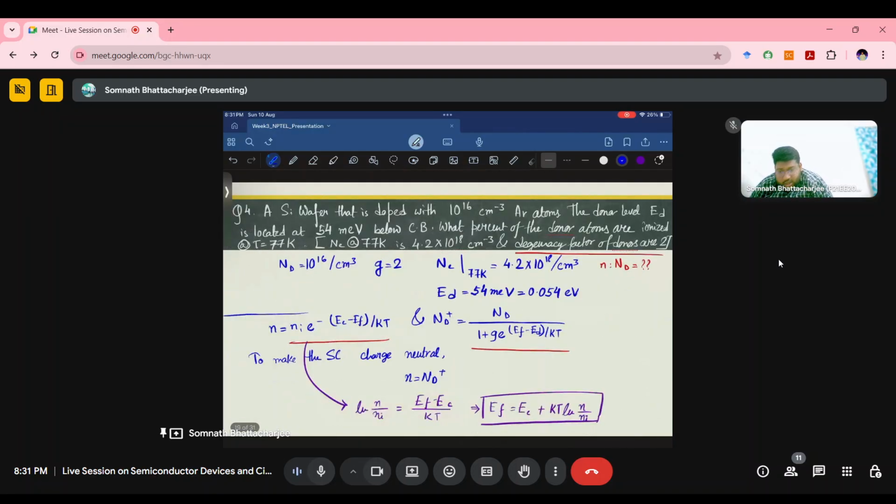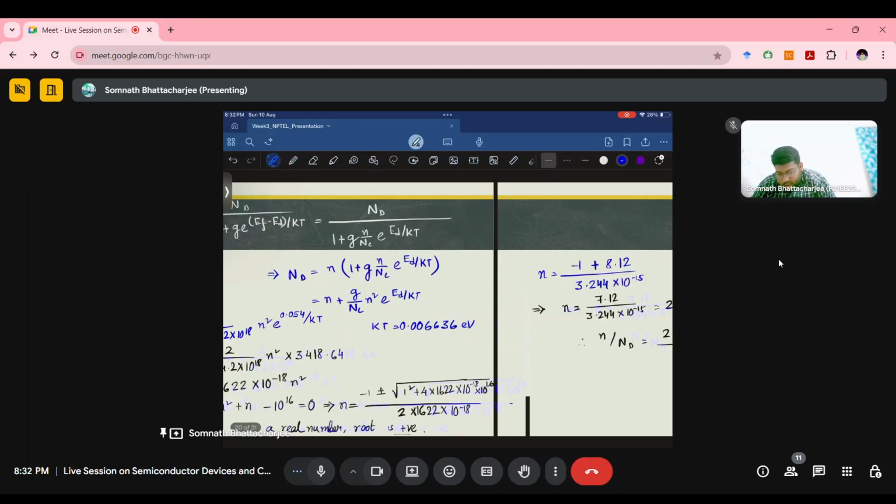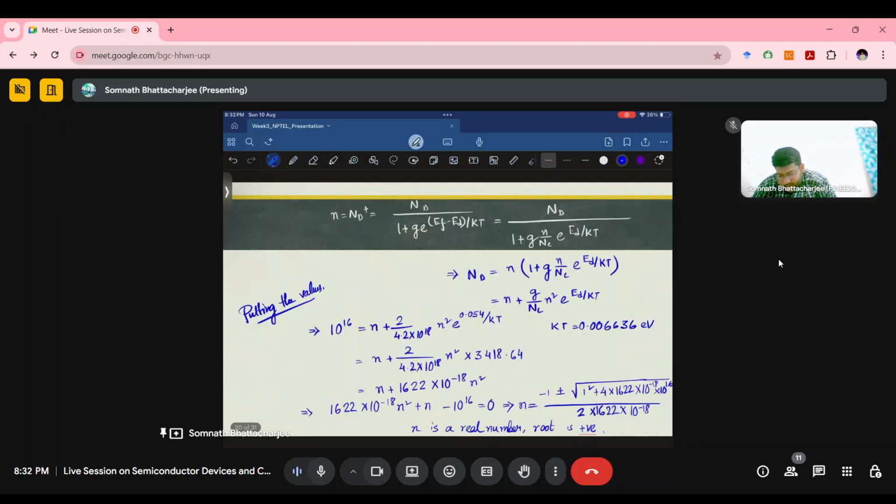Now the question asks what percent of the donor atoms are ionized. This is the total number of ionized atoms, so we need the value of N divided by ND. It is 2.1948 into 10 to the power 15 divided by 10 to the power of 16, that is 21.948 percent. So nearly 22% of the total donor atoms would be ionized. So the carrier concentration would be like this.